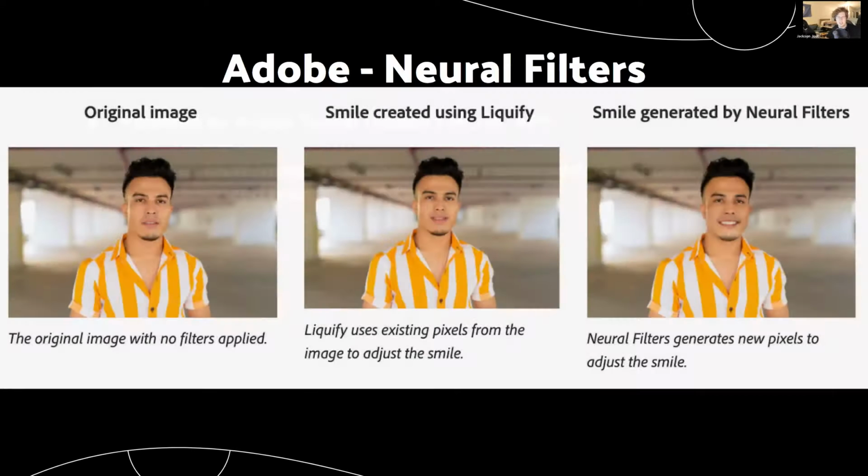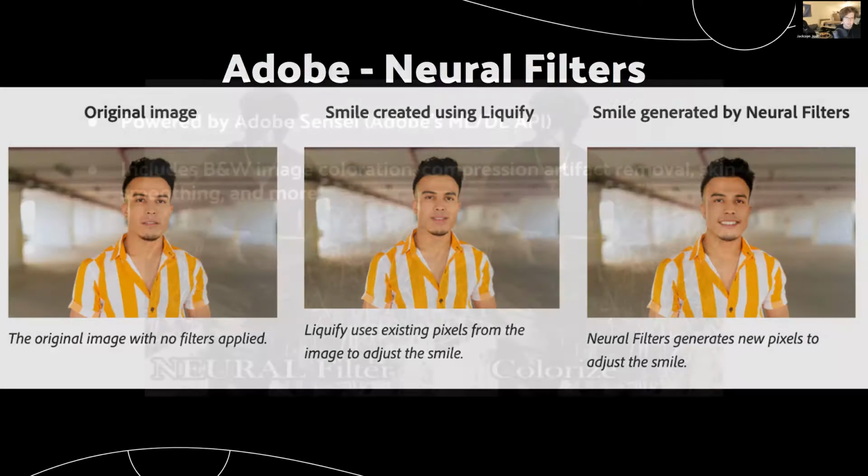So here's an example of one of their neural filters where you can generate a smile on someone's face. The example that they give in the middle is them using the liquify tool inside of Photoshop to make the smile. I think they underdid it a little bit just to sell their stuff a little more, but it gets the point across of how it created a pretty realistic looking smile on him by generating new pixels rather than modifying or manipulating the previous pixels.